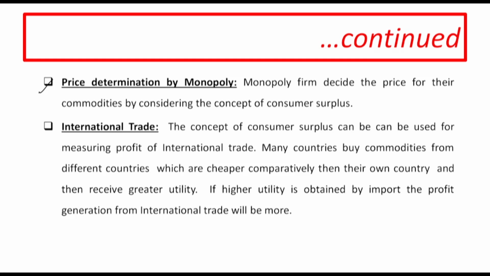International trade. Consumer surplus is very useful in terms of international trade, because nowadays every economy is an open economy. Every country is buying and selling, importing and exporting with each other. Generally, what does a country do? A country imports a cheaper item and tries to export the item which it can produce at a large level. So you want to purchase those commodities into your country and get a consumer surplus.